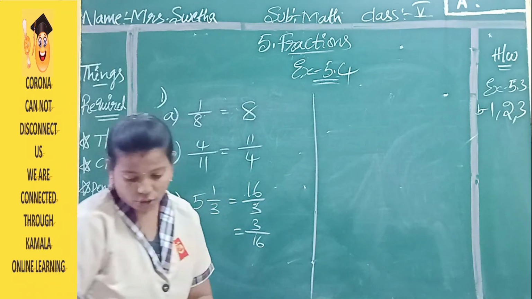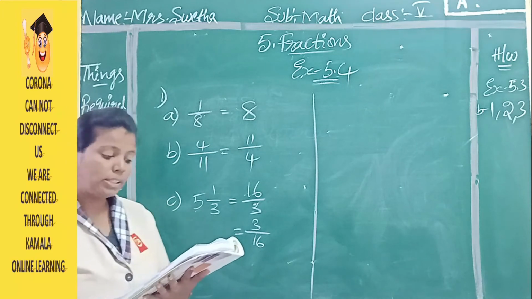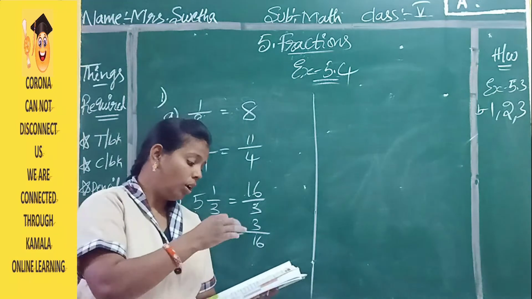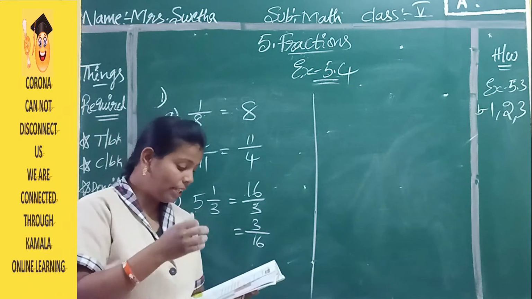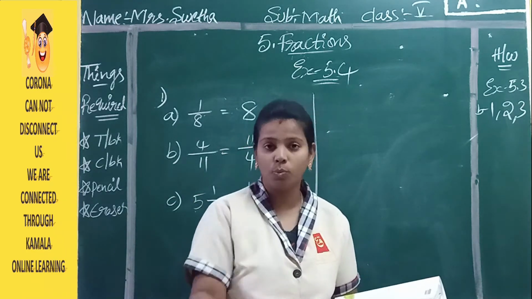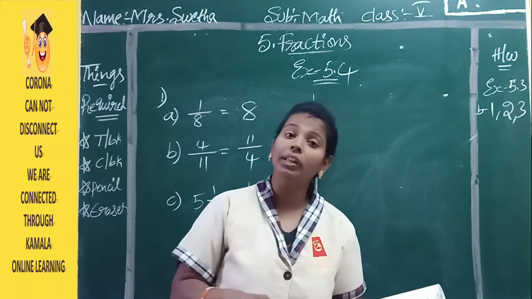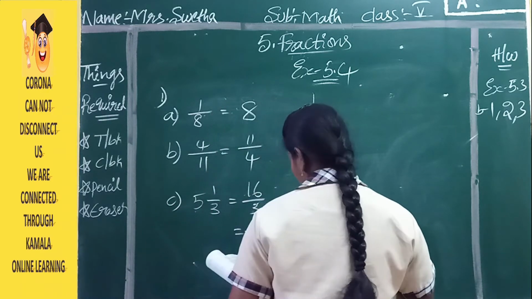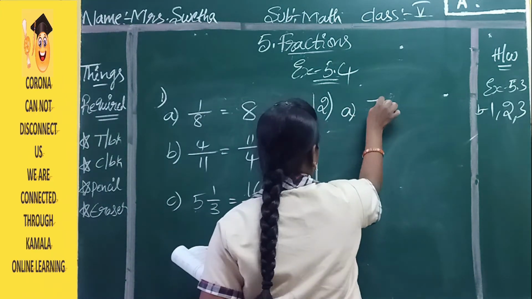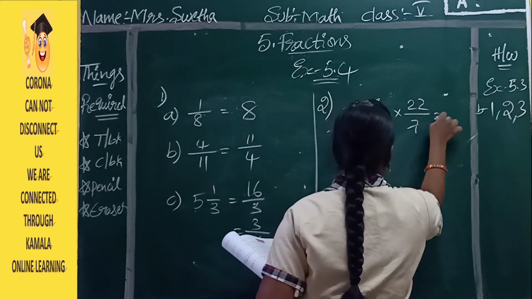Now see your second bit. What you have in the second bit: write the correct number in the box to make each number statement true. So here they have given some missing numbers, and the answers they have also given. All the answers they have given as 1. If you cancel, you should get your answers as 1 only. So you have to write the number that makes the answer correct. See here, they have given 7 by dash into 22 by 7. The answer should be 1.